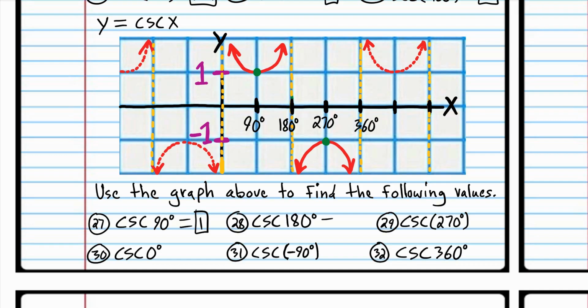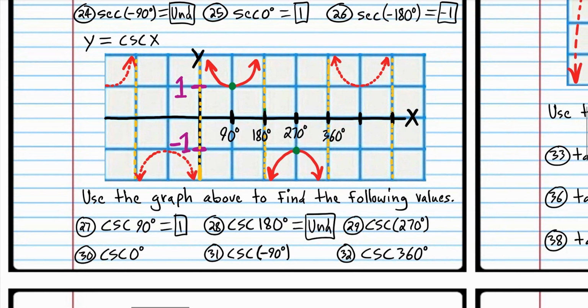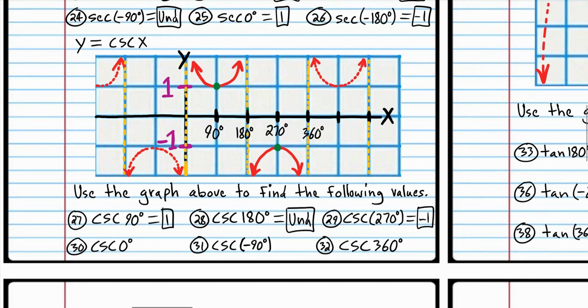That's an asymptote. So the function is undefined for a 180 degree angle. Move 270 out, and what is the corresponding y value for that x value? The y value is -1. And if the angle is 0, what is the corresponding y value? Well, there is no y value. There's an asymptote when x is equal to 0. So we say the function is undefined for that angle measure.